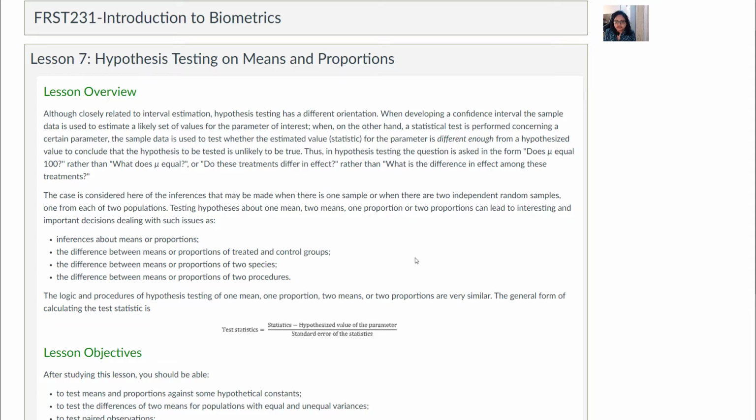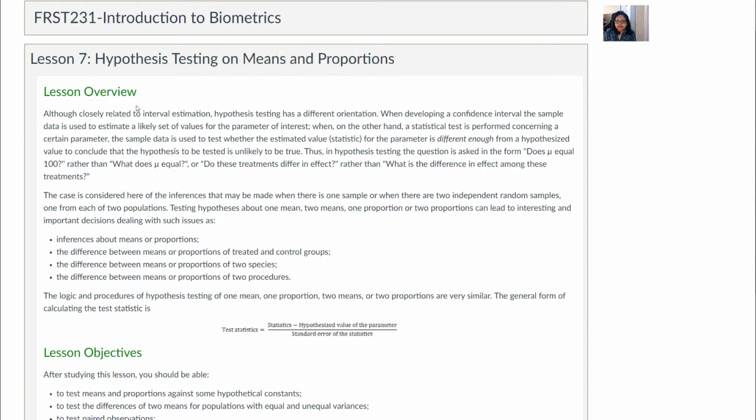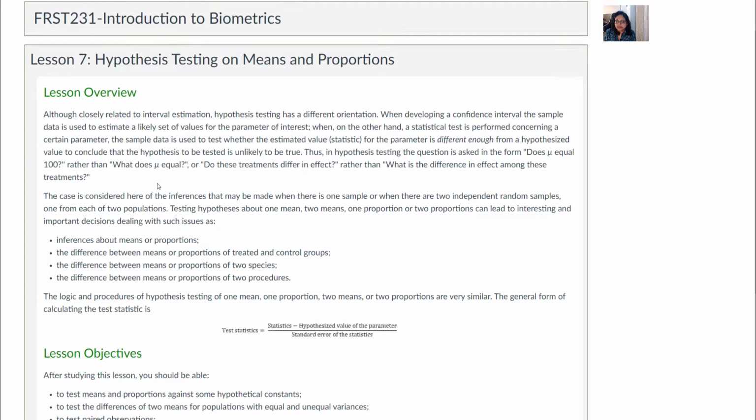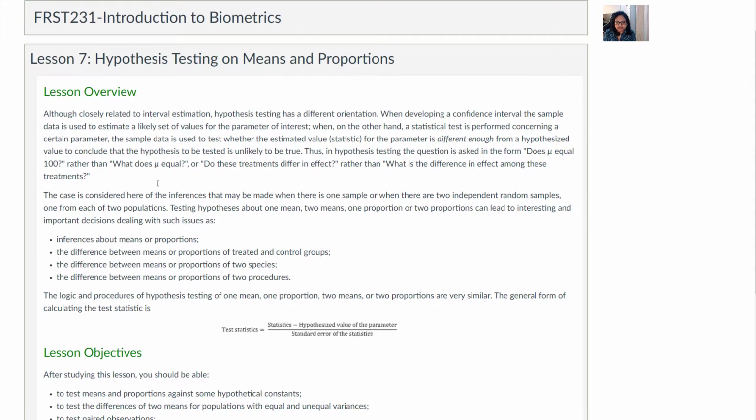Hello everyone. Today I will be talking about how we can do hypothesis testing. It's about the means and proportion. So in lesson 7 you will see that we gave you lots of examples and then how you can perform some hypothesis testing. But at first, what is a hypothesis testing? What we are doing in the hypothesis testing?